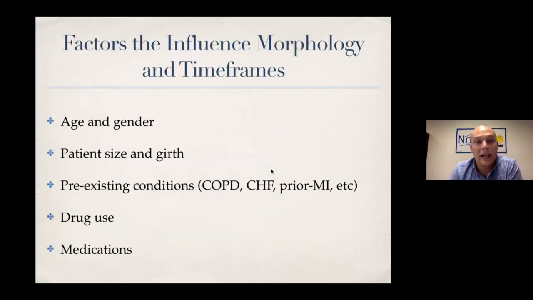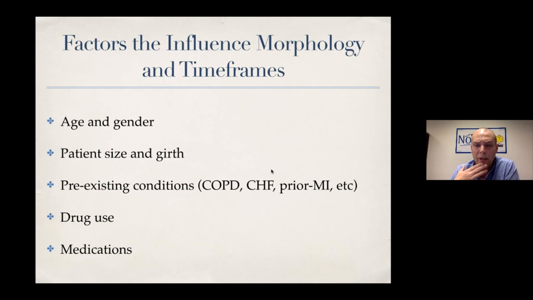Like I said before, there's a lot of factors that influence the morphology and time frames here. So age and gender, younger, older, patient size and girth. A lot of times the EKGs or the QRSs will be very small on a larger person or very large on a very skinny person. Pre-existing conditions: COPD, heart failure, prior MI.